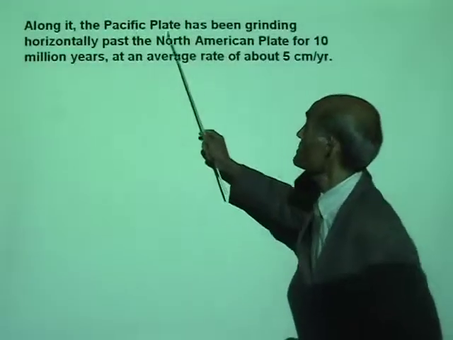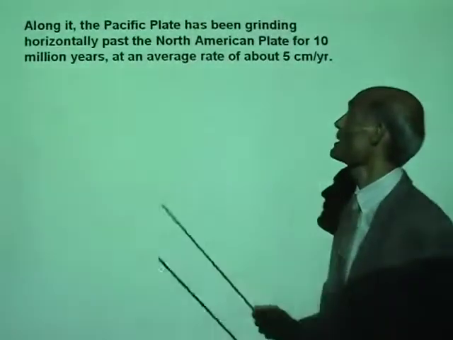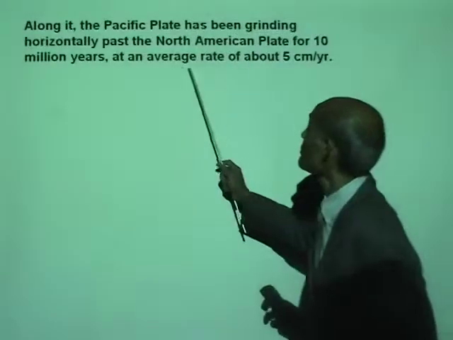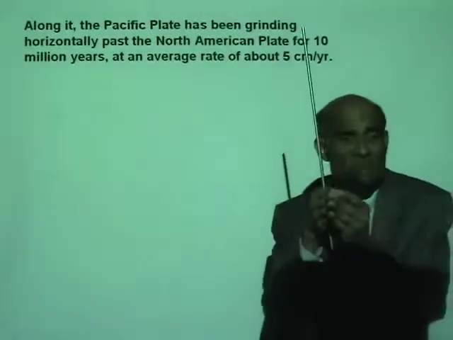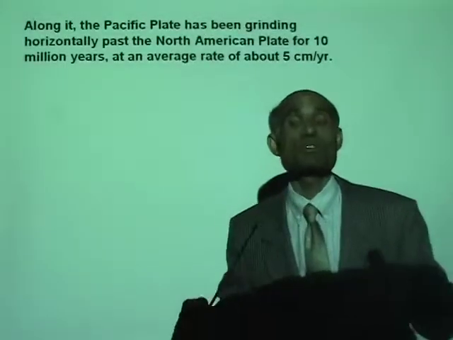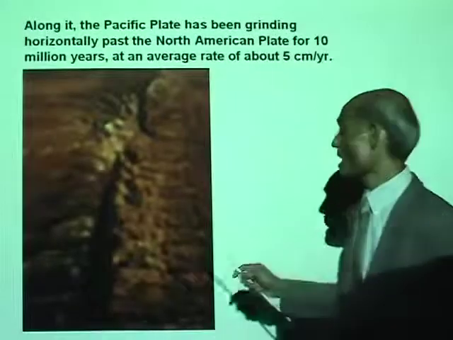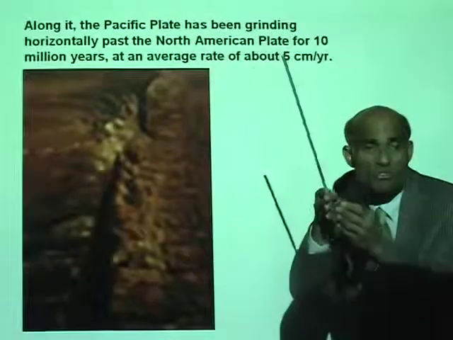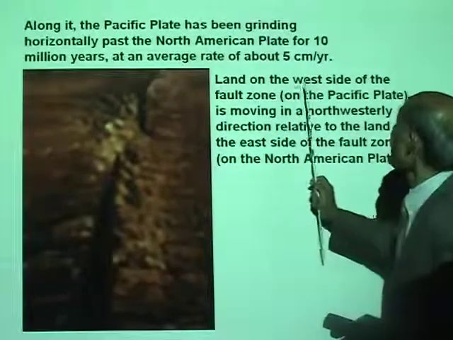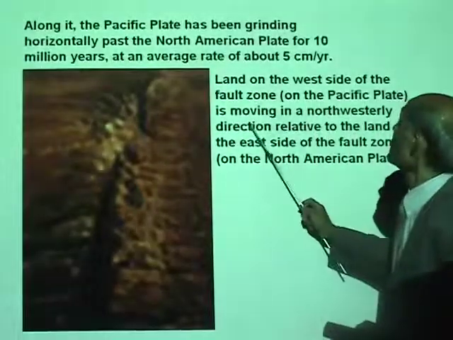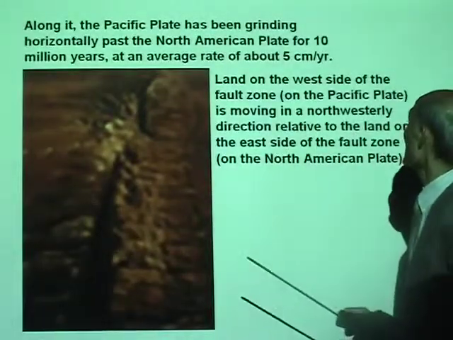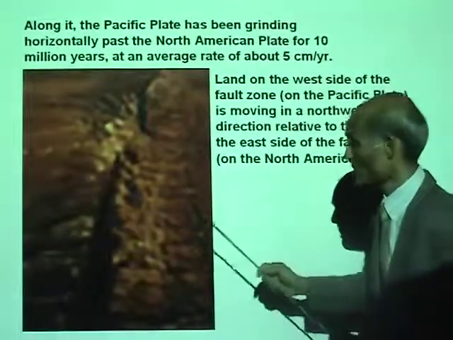Now along it, the Pacific plate has been grinding horizontally past the North American plate for 10 million years at an average rate of about 5 centimeters per year. Not very fast, but it is quite a good speed to create a lot of havoc in that area. Now look at the trench that is created due to that transform. This is the San Andreas. So the land on the west side of the fault is moving in a northwesterly direction relative to land on the east side, which is moving in the opposite direction.